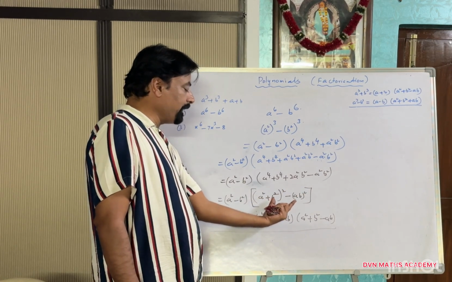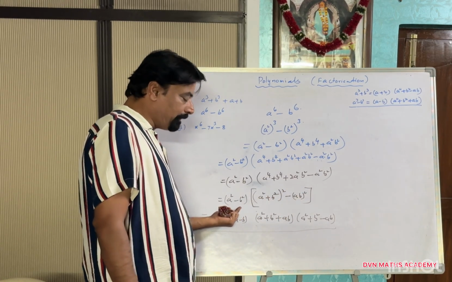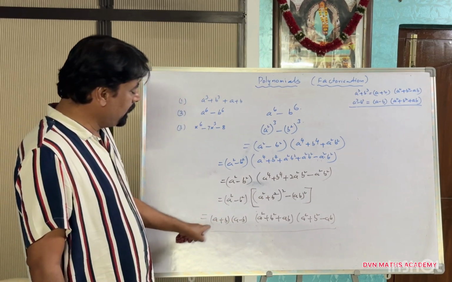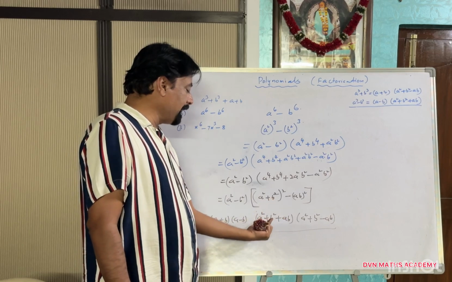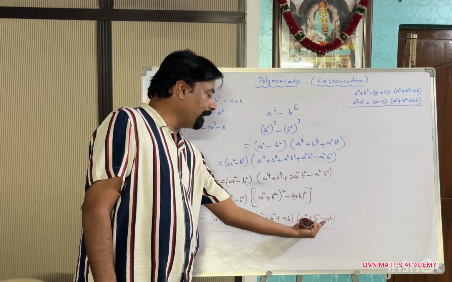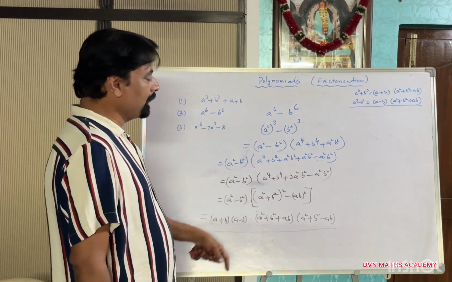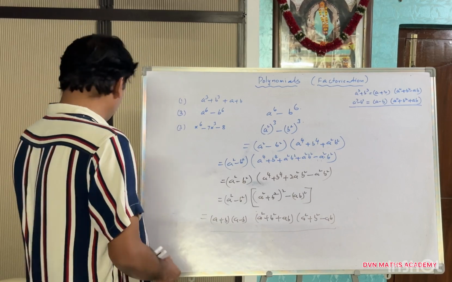Again, it is in the form of a square minus b square. This is also in the form of a square minus b square. This factorization is (a plus b) into (a minus b). If you write, this is a plus b and a minus b. So like this you can factorize this question.